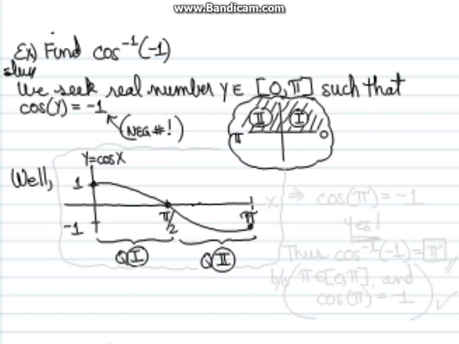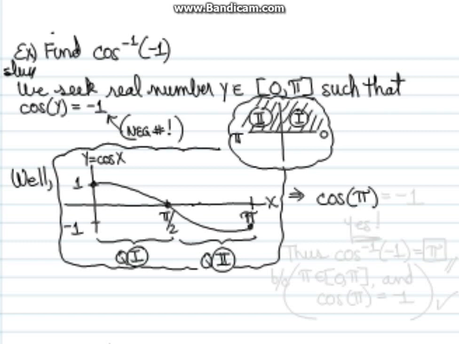Here we have quadrant 1 from 0 to pi over 2 and quadrant 2 from pi over 2 to pi. Okay, and you can see the values of the cosine function are below the x-axis from pi over 2 to pi. So it validates what we said earlier, that we have to be in quadrant 2. So the cosine of pi we know is equal to -1 from this graph. Thus, the cosine inverse of -1 is equal to pi.